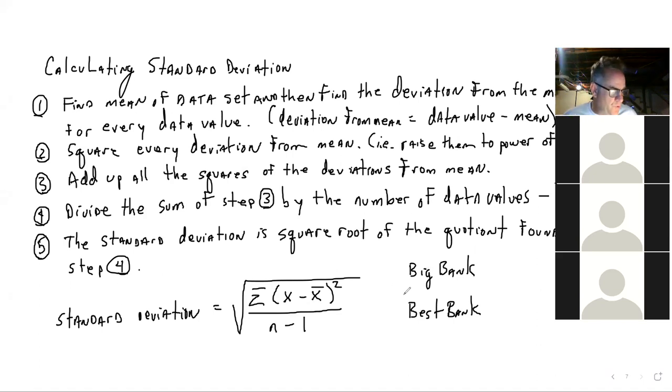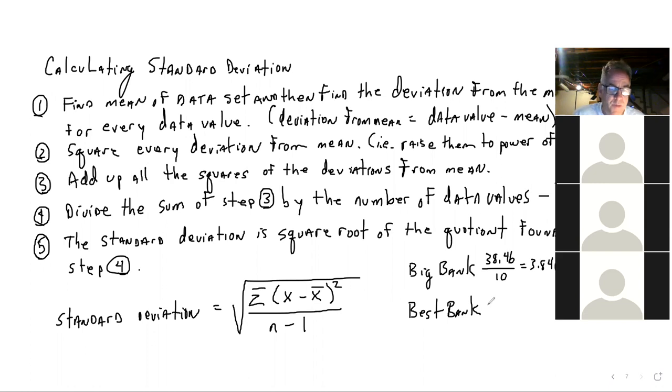So if you would go through and find the deviation from the mean for every single value, and then square every one of those, and then add them all up for Big Bank, you're going to get 38.46. Now remember, we then divide by the number of data values, which was 11 minus 1. So we divide by 10.